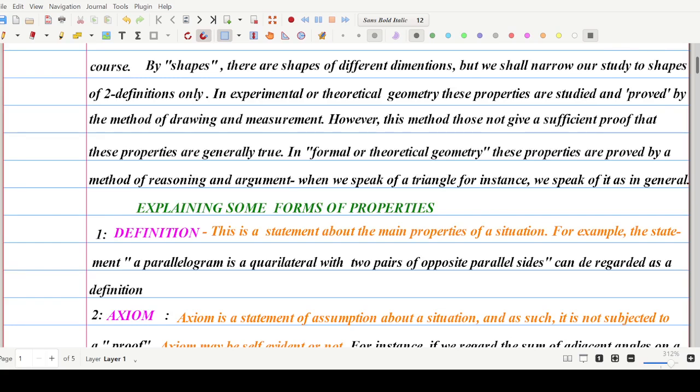Number two, a way the properties can present themselves. Please don't forget the definition of geometry. Geometry is the study of the properties of shape. Now, another way the properties can present itself is in the form of an axiom. Now, what is an axiom? An axiom is a statement of assumption about a situation, and as such, it is not subjected to a proof.